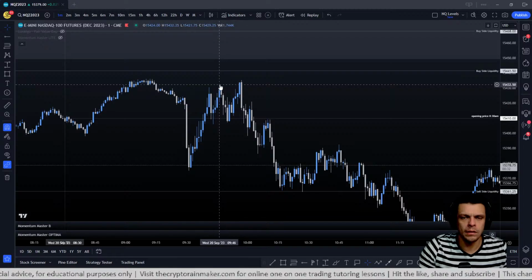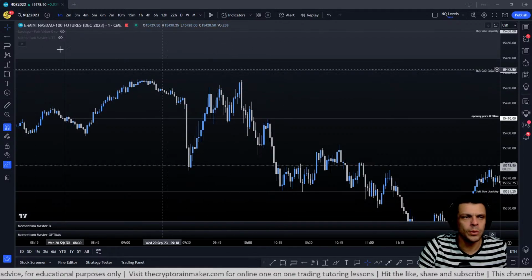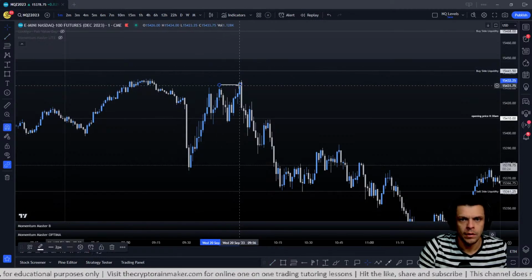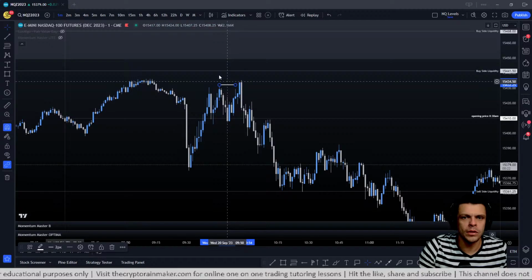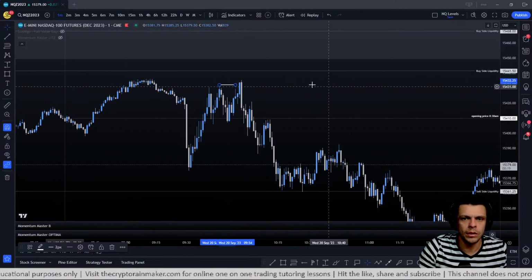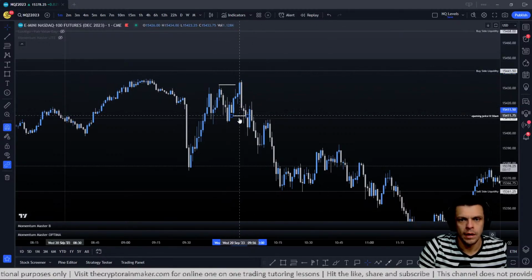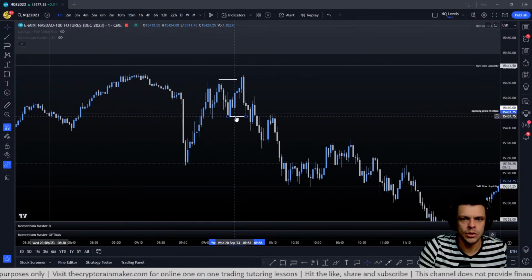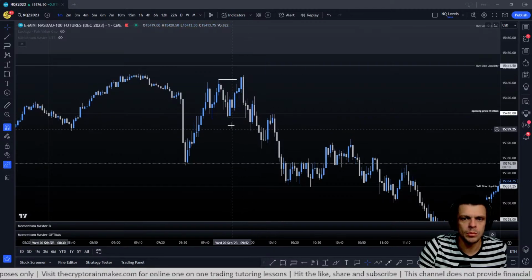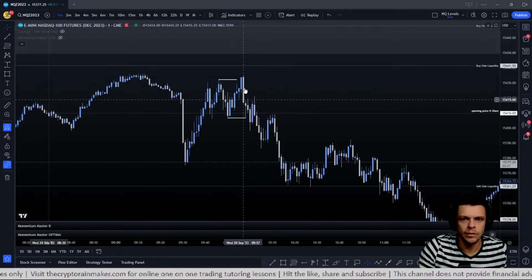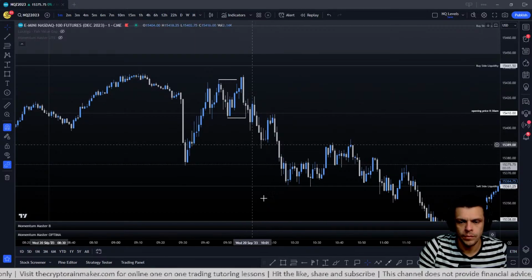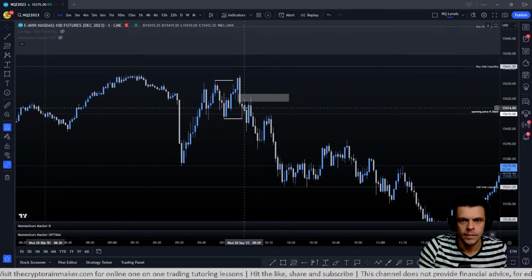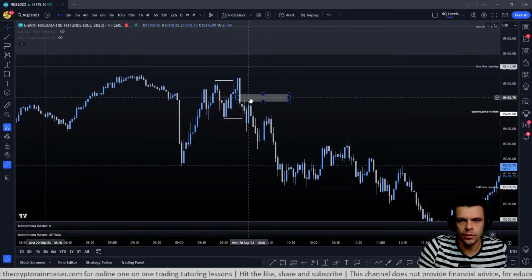So this is basically the ICT 2022 model. So you have a high right here. Then you take out the high, but you don't displace above it. You just tap into the liquidity. And then you watch for a market structure shift. So this is the low that you would be watching out for. Get the displacement below the low with the fair value gap right there. They gave you 3 chances to enter right there.